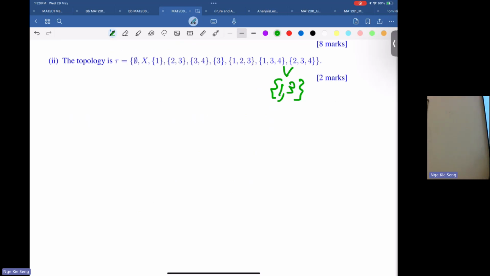If I accidentally took off your marks, you can claim them back from me, because I deducted marks, then went back and checked again. Actually, it's true, so you need to include {1, 3}. You can compute: there are actually 1, 2, 3, 4, 5, 6, 7, 8, 9, 10. You should have 10 things inside your set.